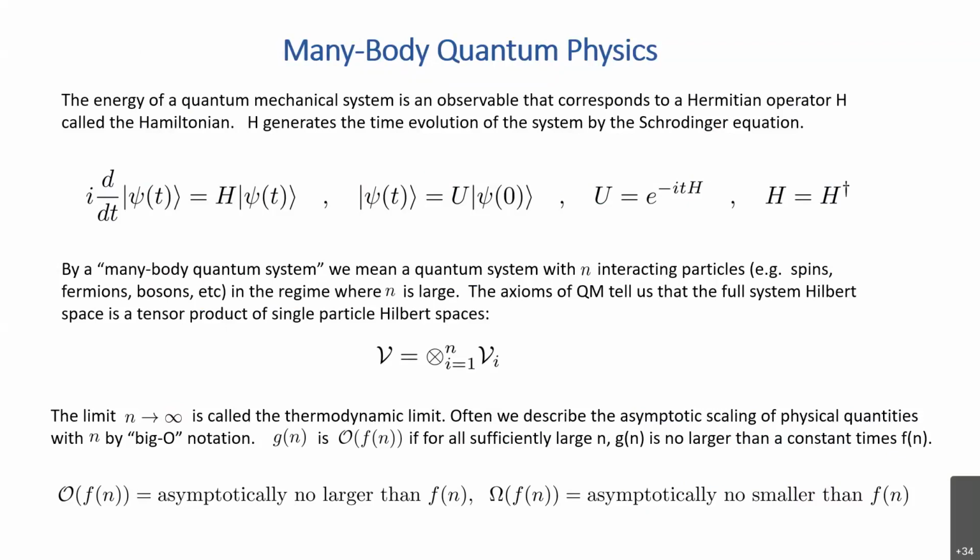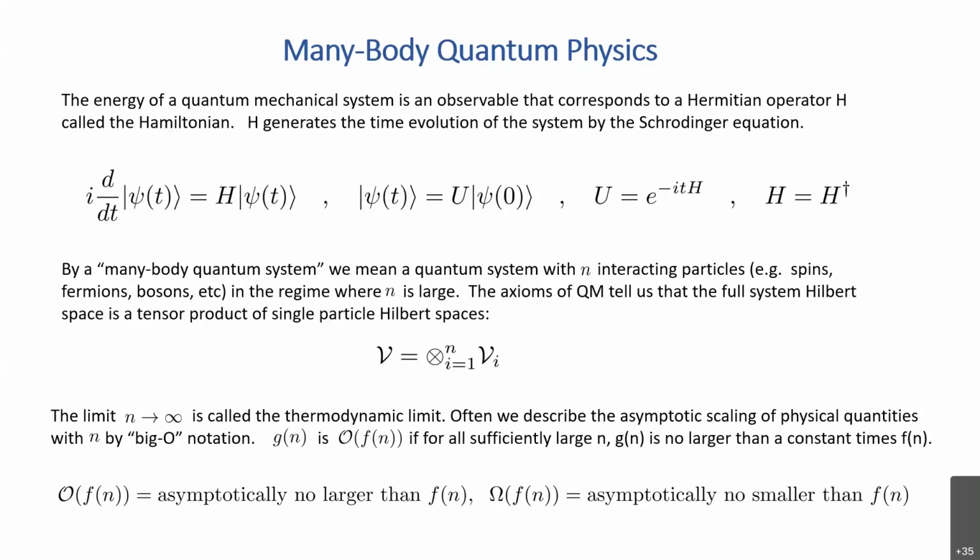As we know, the energy of a quantum mechanical system is an observable that corresponds to a Hermitian operator called the Hamiltonian. So the Hamiltonian H generates the time evolution of a quantum system according to the Schrödinger equation. And of course, H is a Hermitian matrix. It'll be equal to its own conjugate transpose.